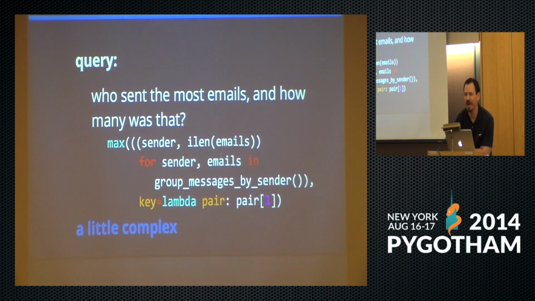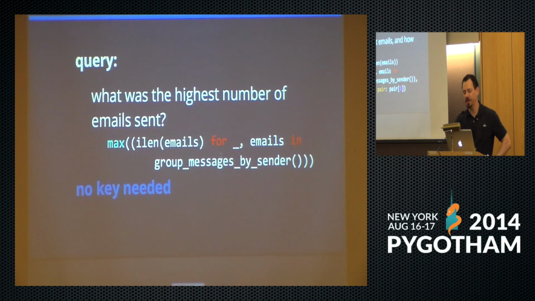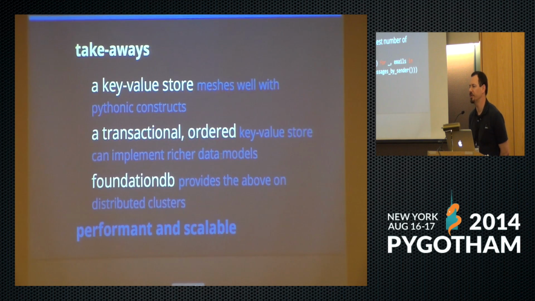Who sent the most emails and how many was that? Again, the same group by sender, only now we're doing a max for the sender and the number of emails they sent. And we're passing to that max the key lambda pair 1, meaning that we're going to do the max over the number of the emails. That's getting a little complex there. If we simply want to know the highest number of emails sent, we can simply do that same max without any key, simply on the emails, and that'll work just fine.